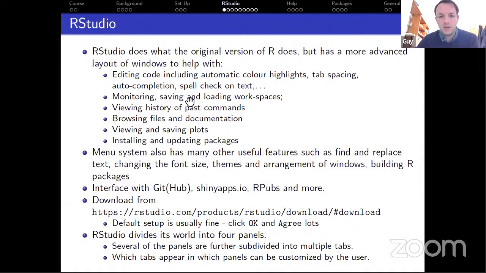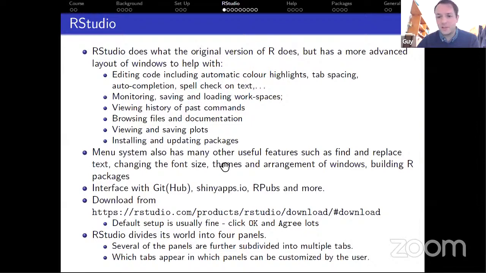You can also monitor, save and load your workspaces using RStudio. There's a panel, which I'll talk about in a little bit, where you can see which objects you've created, the bits of memory that you have, and view them a little deeper. You can also see the history of your past commands, what you've sent to R, and browse the files and documentation, looking at the help files, and also find where you are on your computer to load data. You can also view and save plots in many different ways, and it has a little menu system for helping you install and update packages.